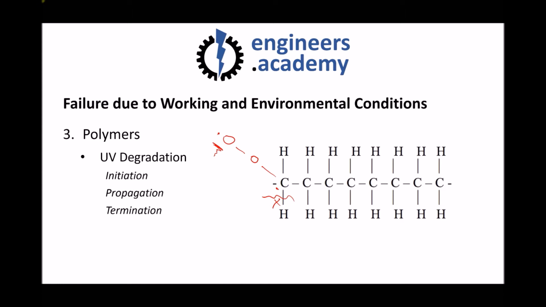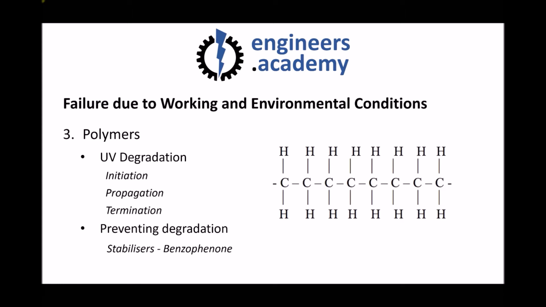Now the way that this can all be overcome is by preventing the UV light from breaking that initial bond, so preventing initiation from occurring. And the way that's done is using something called stabilizers. And in particular, to prevent UV degradation, a stabilizer known as benzophenone is used.